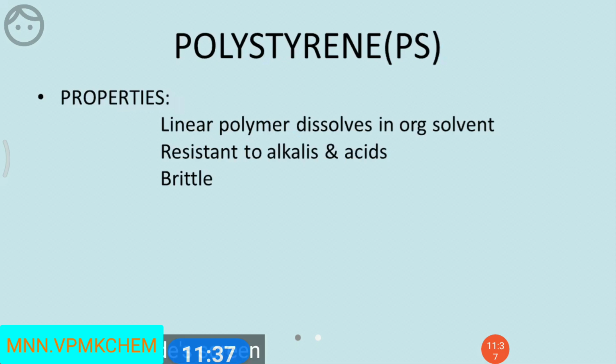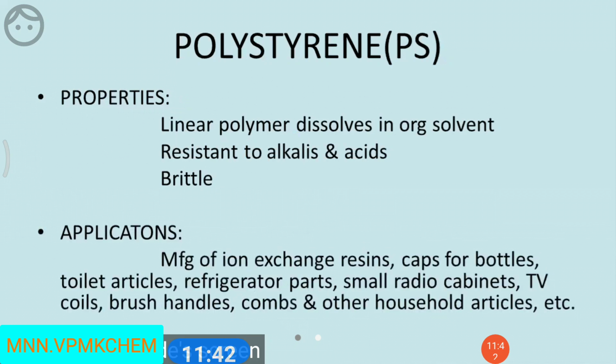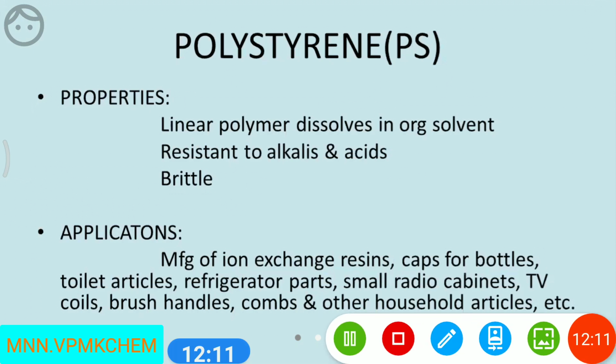So, because of its brittle nature, the applications of polystyrene are listed here. It is used for the manufacturing of ion exchange resins. This is an important application of polystyrene. It is used for making caps for bottles, toilet articles, refrigerator parts, small radio cabinets, television coils, brush handles, combs, and household articles. So these are a few applications of polystyrene.